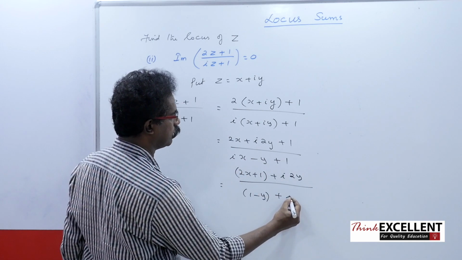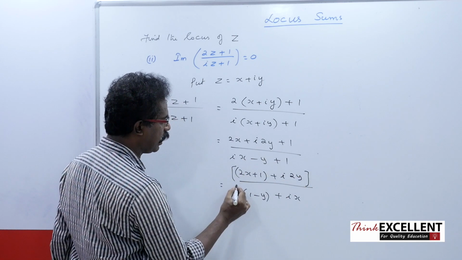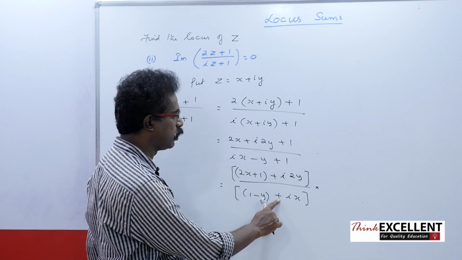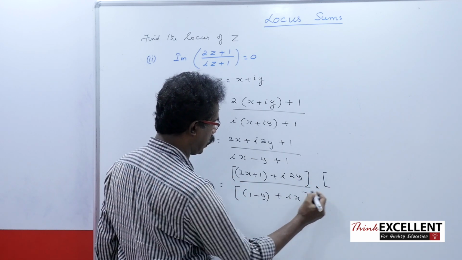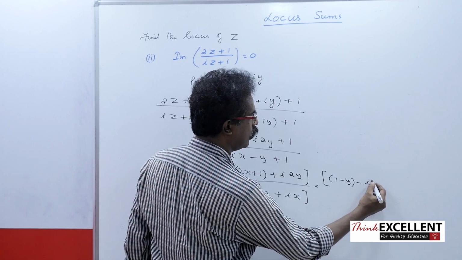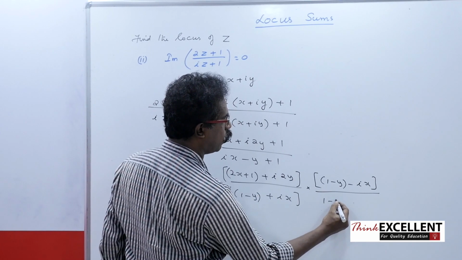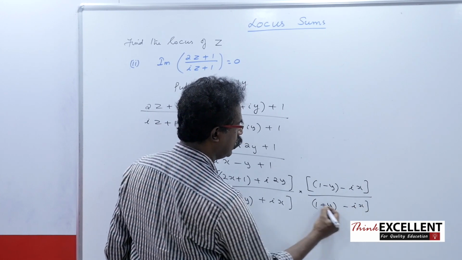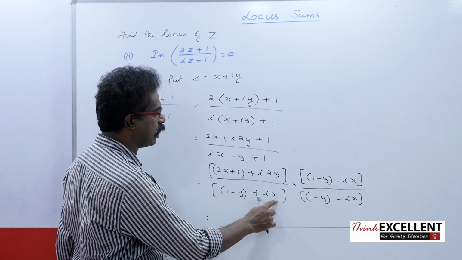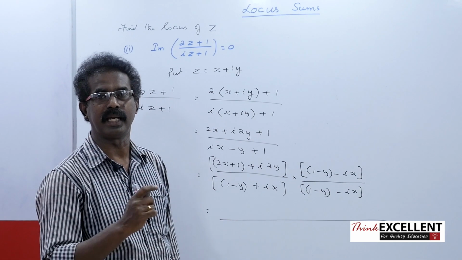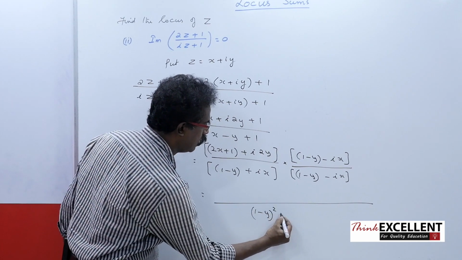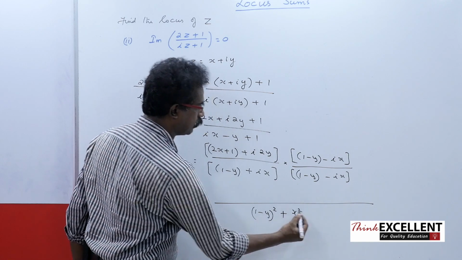then plus ix. So now we multiply numerator and denominator by its conjugate. That is, instead of plus you put minus. So you multiply by 1 minus y minus ix. Same thing in the denominator also, 1 minus y minus ix. See the denominator. Denominator is of the form (a plus ib) into (a minus ib), which is a square plus b square. So a square, (1 minus y) the whole square, plus b square, it is x square.